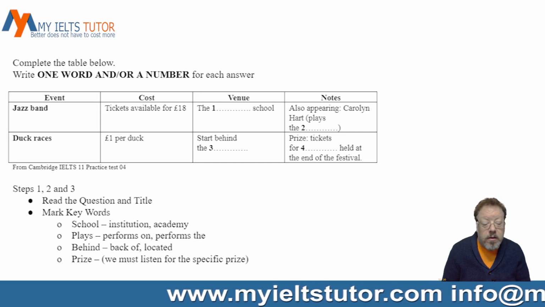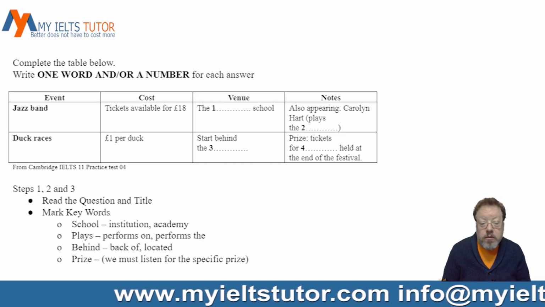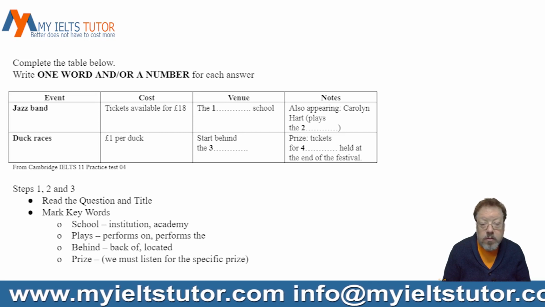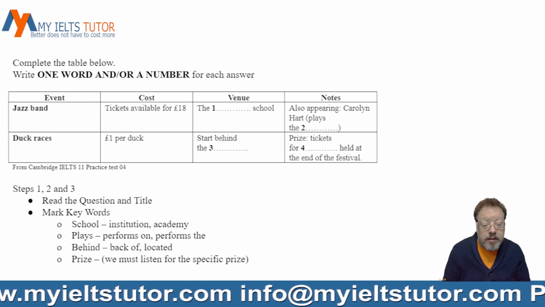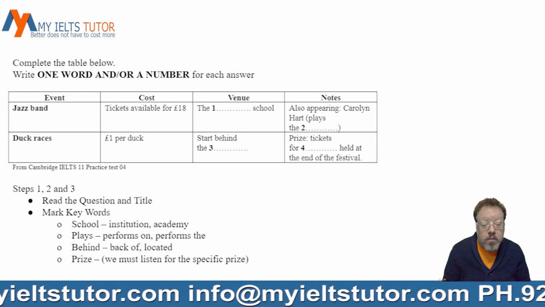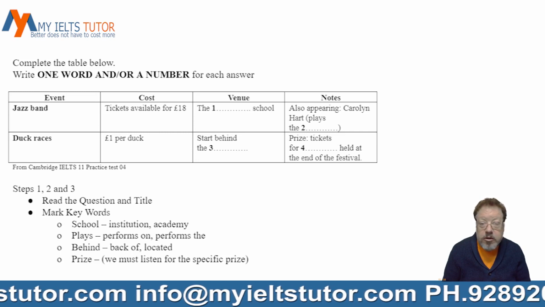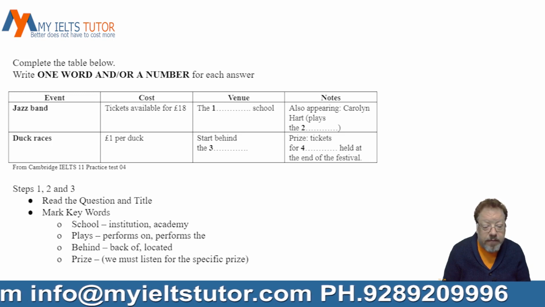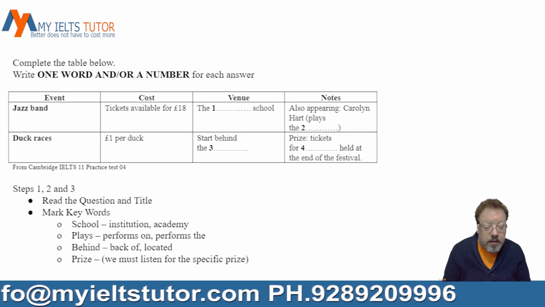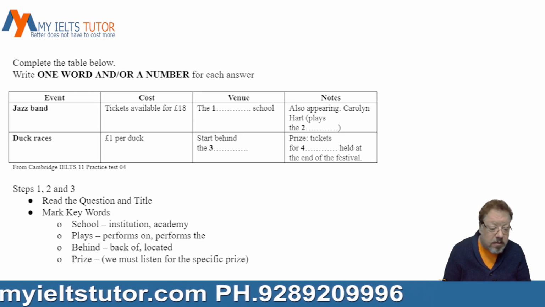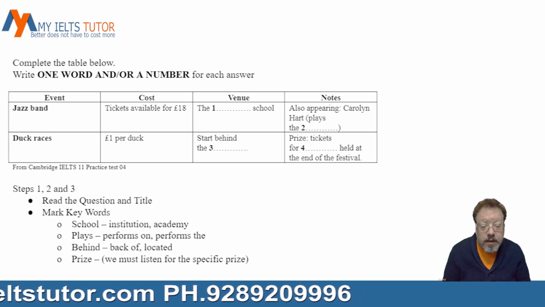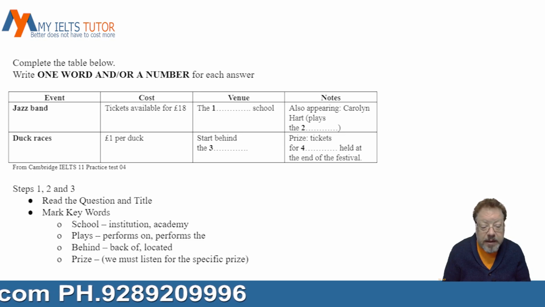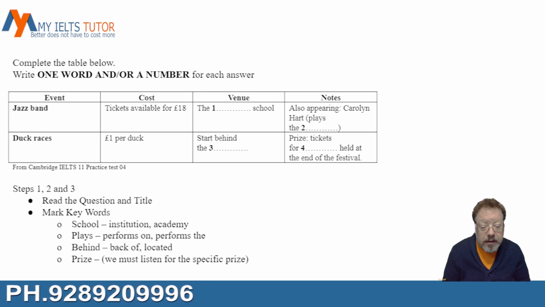And so we follow steps. Let's go to steps 1, 2, and 3. So we want to read the questions and titles. Complete the table below, write one word and/or a number for each answer. There's no title, but we have different categories. Event, so jazz band and duck races. Cost, tickets available for £18, £1 per duck.